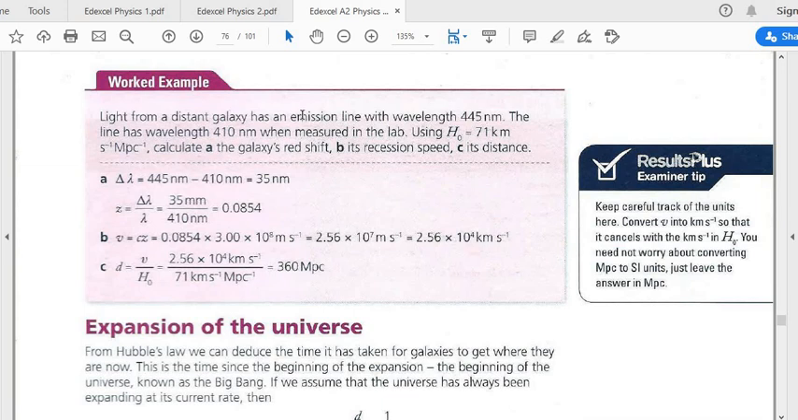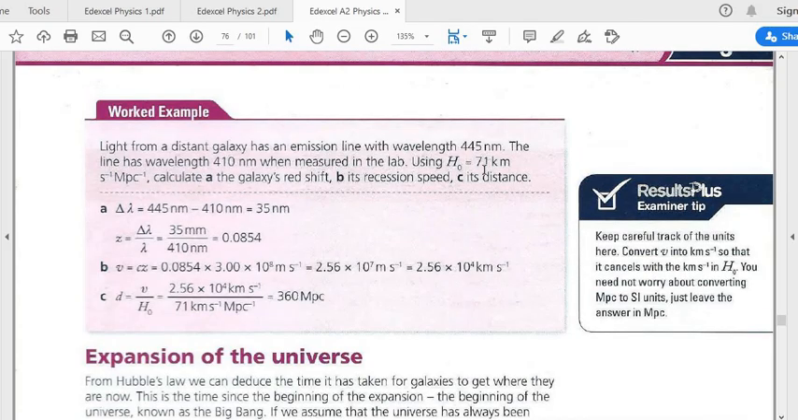Okay, let's go through this example about the Doppler effect, redshift, and Hubble's law. Light from a distant galaxy has an emission line with wavelength 445 nanometers. The line has wavelength 410 nanometers when measured in the lab. Using H0, the Hubble constant, equal to 71 kilometers per second per megaparsec, so it's 71 kilometers per second in the numerator divided by 1 megaparsec in the denominator. Calculate A, the galaxy's redshift, B, its recession speed, and C, its distance.